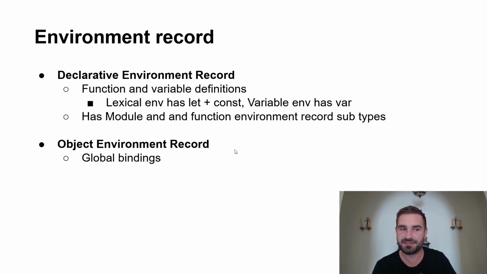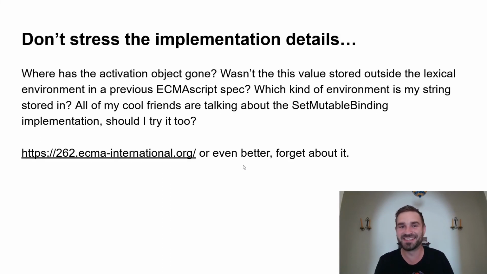Now, this might have sounded a little bit like, yeah, whatever. So let me explain. Don't stress the implementation details. If you know about this stuff, you might have heard about the activation object. Where's that gone? I haven't mentioned it. You might be looking at this saying, what, Sheldon, you're totally wrong that this value was outside the lexical environment. Why did you say it was inside? Lots of questions about these details.